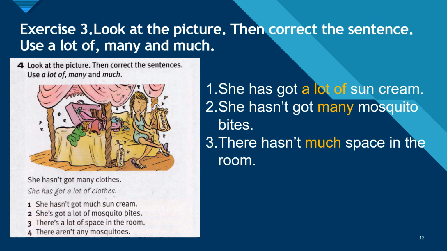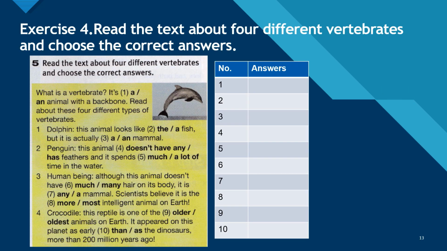Okay, next, number 4. There aren't many mosquitoes. You can see a lot of mosquitoes in the room, so that's why the answer is there are a lot of mosquitoes. We do not use many here because this is a positive statement. So let's try the last exercise for today's lesson, which is exercise 4. Okay, read the text about 4 different vertebrates and choose the correct answers. So let's try to read and answer together.